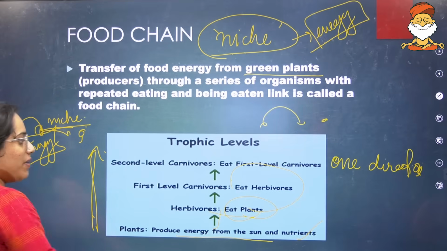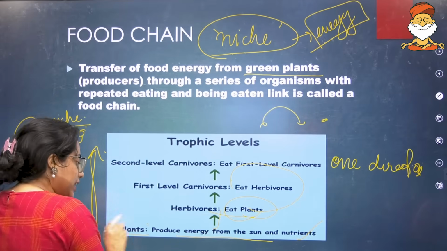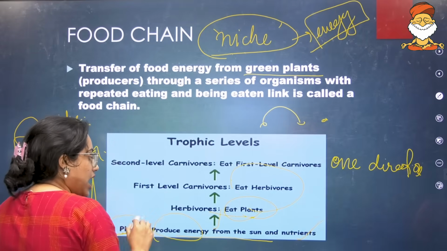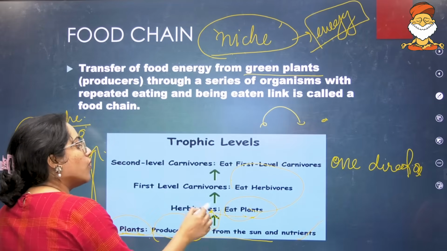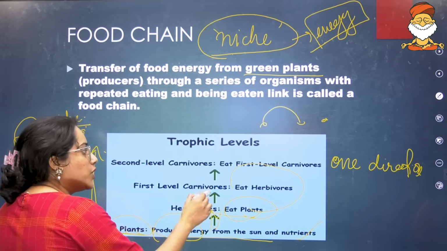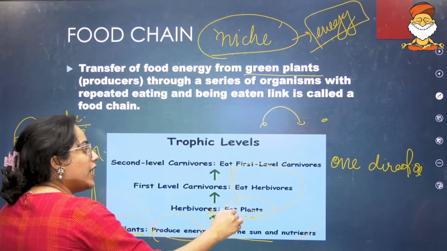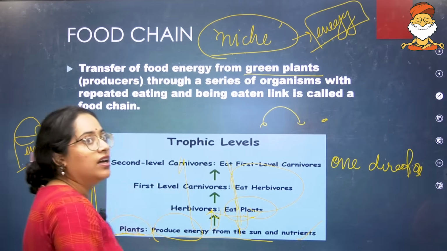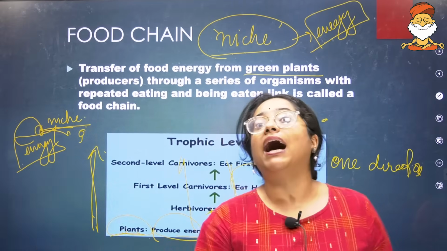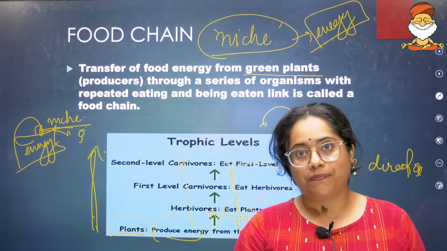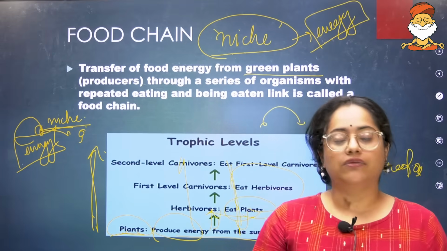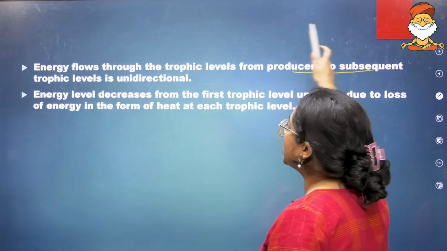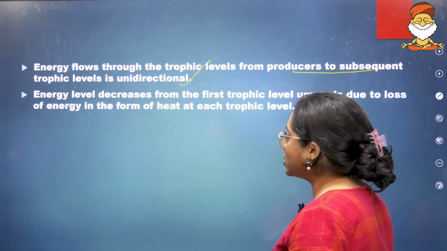Why? Because if you look at it, plants will be the first criteria from where they have the energy, and it will always be flowing from one trophic level to another. What will happen if it went to the other side? If there was one going on this side and the other one also eating, there would not be a balance of energy. Got it? So this is the reason why energy flows from producers to subsequent trophic levels, and it is unidirectional.